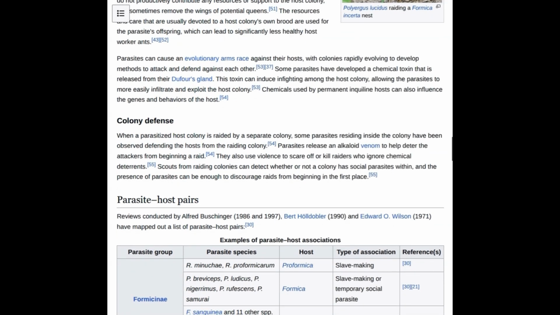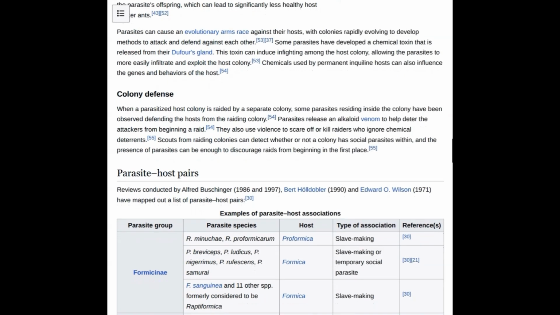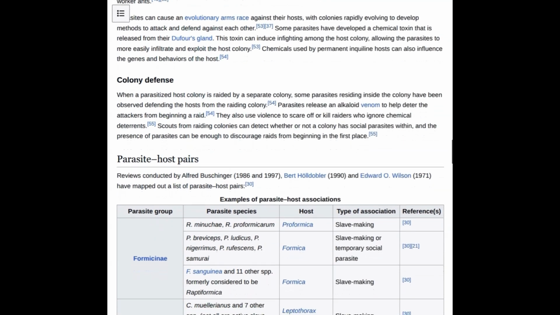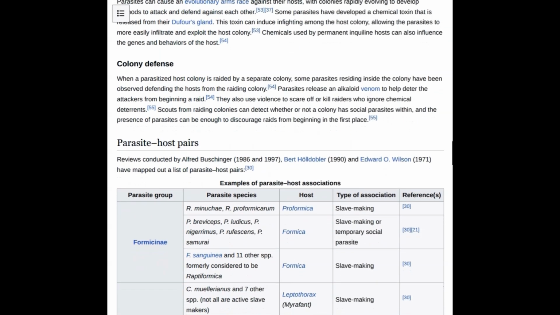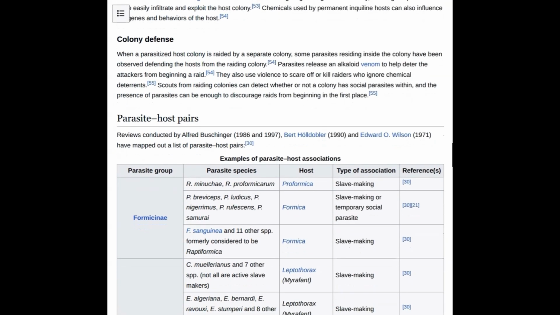When a parasitized host colony is raided by a separate colony, some parasites residing inside the colony have been observed defending the hosts from the raiding colony. Parasites release an alkaloid venom to help deter the attackers from beginning a raid. They also use violence to scare off or kill raiders who ignore chemical deterrents. Scouts from raiding colonies can detect whether or not a colony has social parasites within, and the presence of parasites can be enough to discourage raids from beginning in the first place.